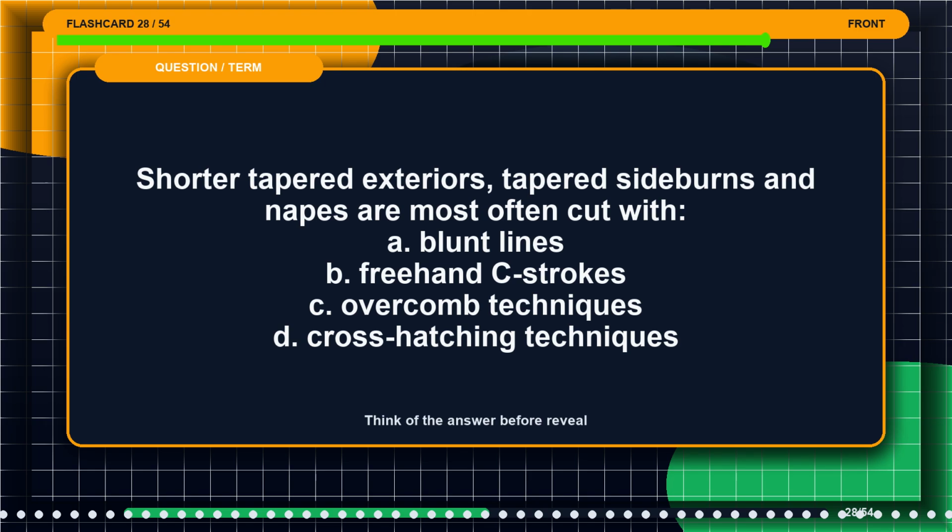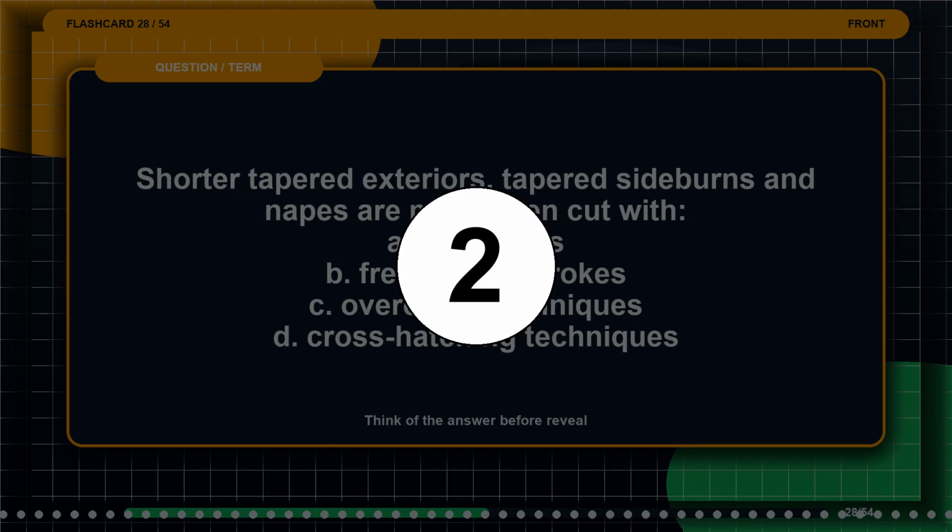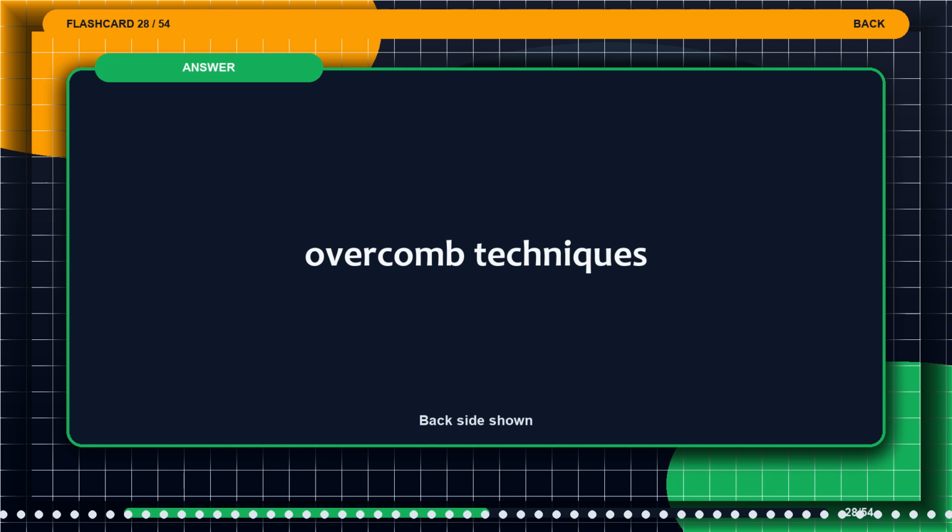Flashcard 28. Shorter tapered exteriors, tapered sideburns and napes are most often cut with: A, blunt lines; B, freehand; C, strokes; D, overcomb techniques; E, cross-hatching techniques. Pause and think of the answer before the reveal. The answer is overcomb techniques.